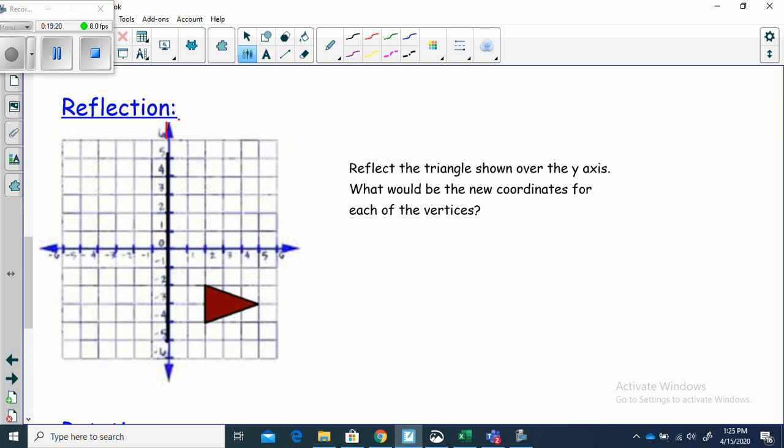Here's your y-axis. It's right here, so we're going to reflect it over it. What would be the new coordinates for each of the vertices? Let's start with each point. This is at 2, -2. Let's start with that one. We start at 2, -2. Let's see what we're going to.